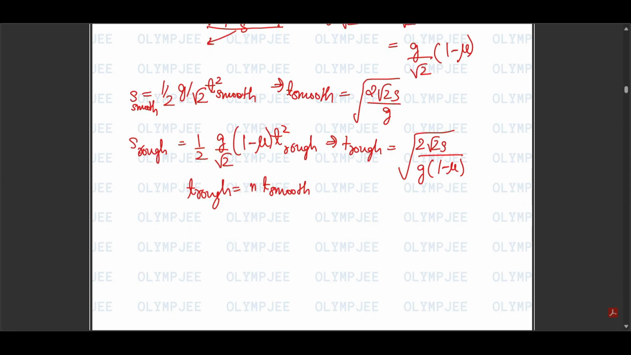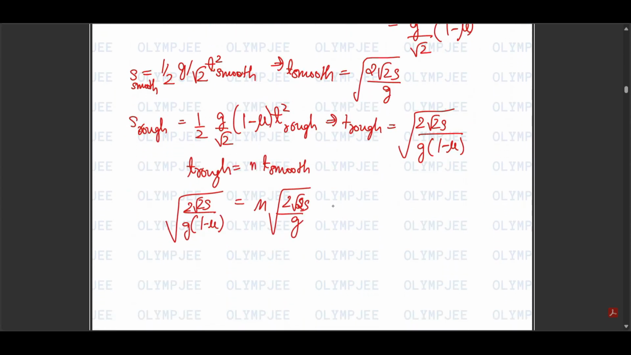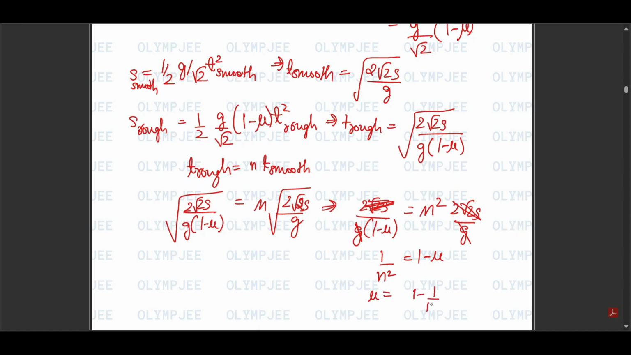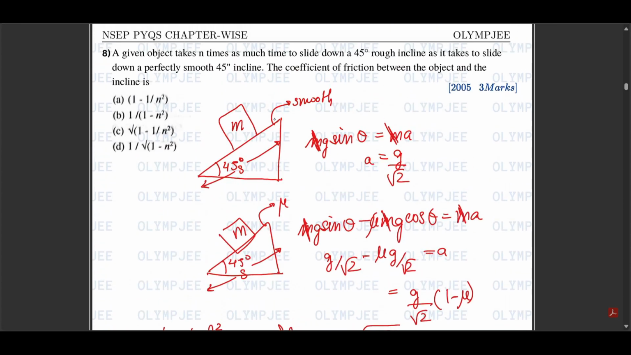So putting here, we need to find mu, right? So I am squaring these. So if I cross multiply, I will get, so this is option A.